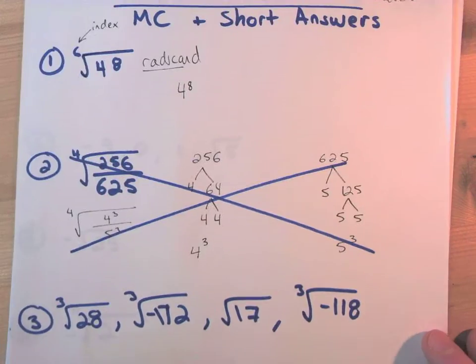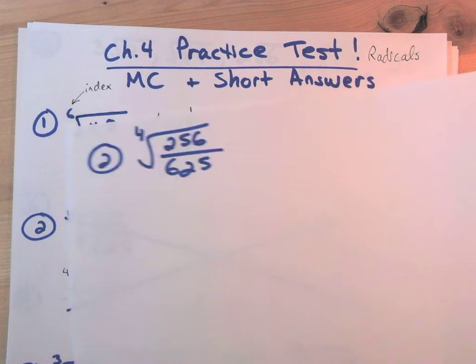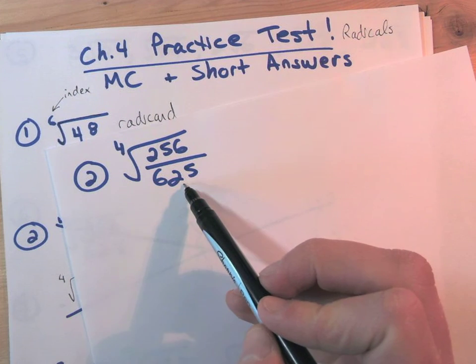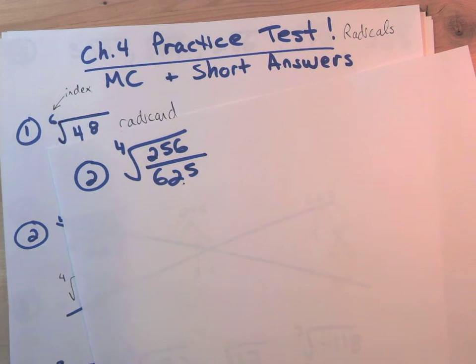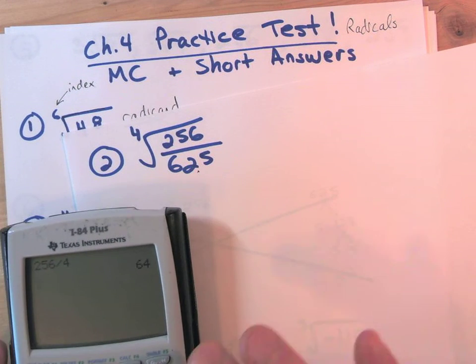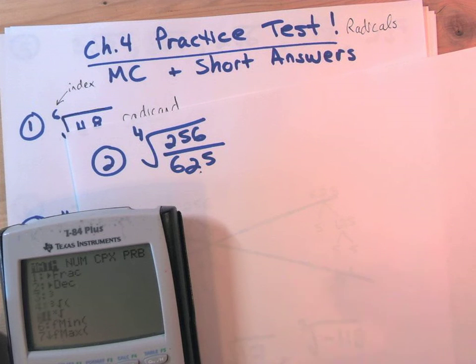Okay. Question 2, you can see I kind of messed up here, but I have it over here. We have the fourth root of 256 over 625. So we can type this in our calculator if we wanted to, or if you were able. In my calculator, it's done this way. This is the easy way to do it. I'm going to show you the other way you could do it.